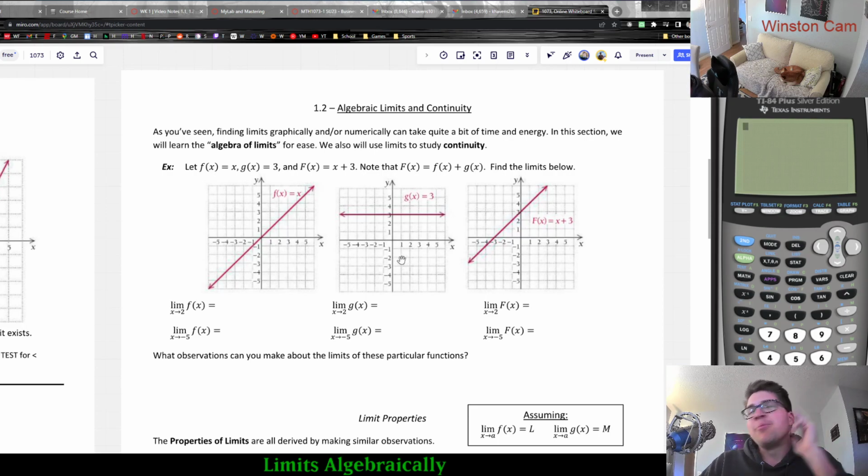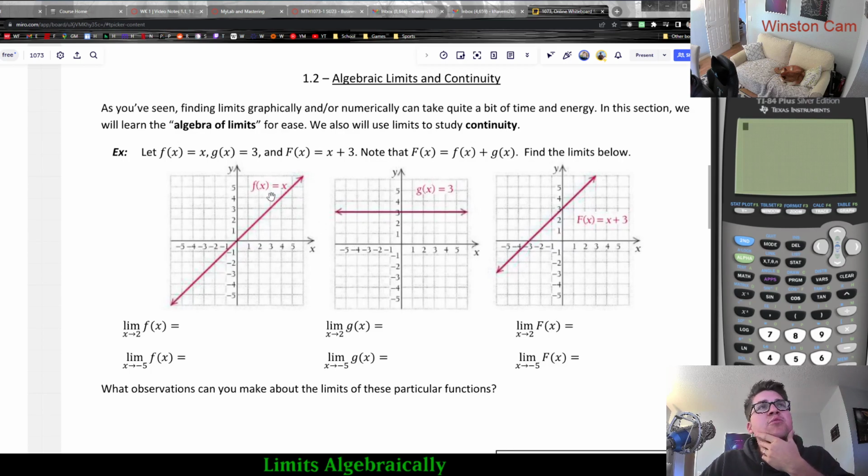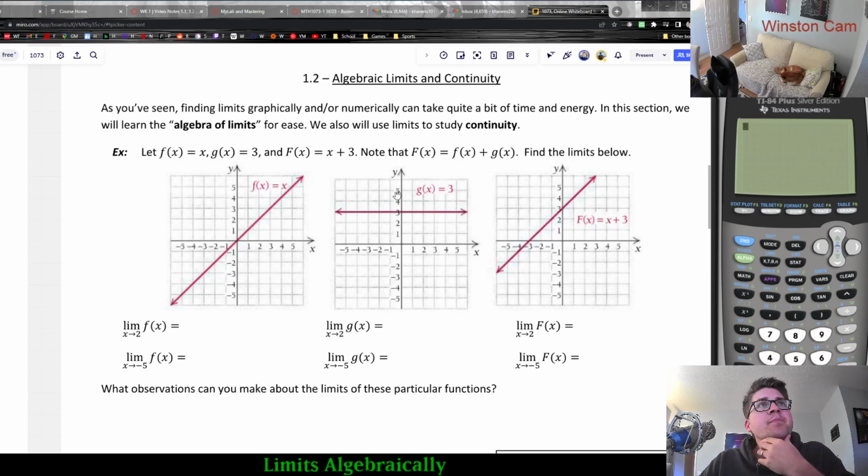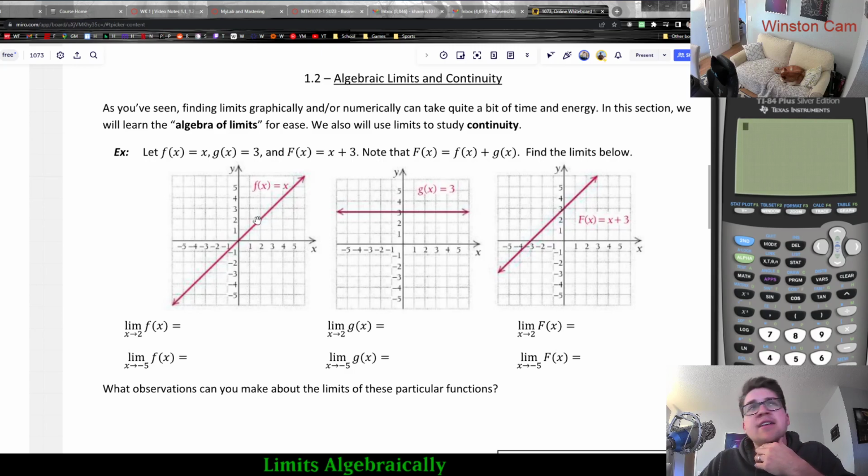In this example in your notes, I've given three example functions where lowercase f of x is defined to just be x, called the identity function. Then we have a lowercase g of x function defined to be 3, which we sometimes call a constant function or horizontal line. And we're also looking at capital F, which is the sum of lowercase f and g put together. What I wanted to demonstrate is how a limit works with x by itself, as well as the limit of a constant, as well as what happens if we then take limits and add them together. So let's start with lowercase f of x, which is just x.